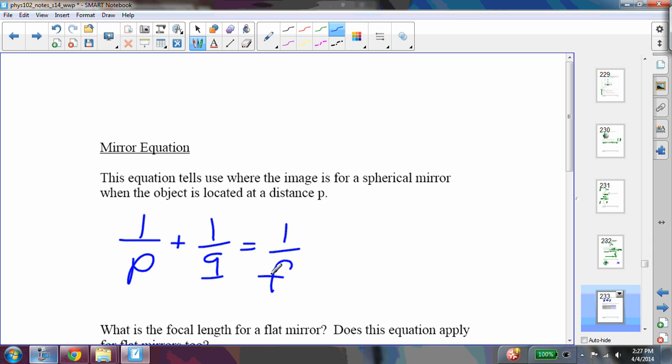Don't forget our various notations for the signs of these. So, for example, just for now, q is negative for virtual images, and it's positive for real images. All right, I'll have a table to summarize all these various notations in just a bit.